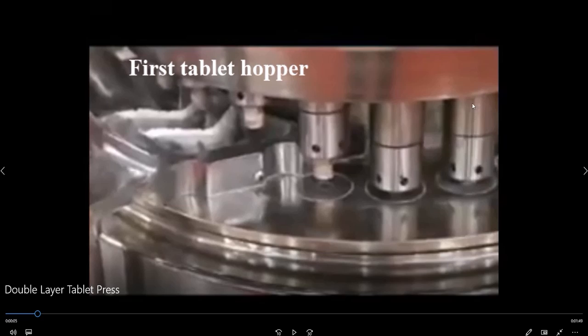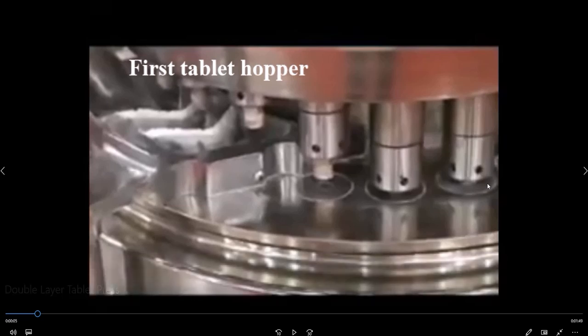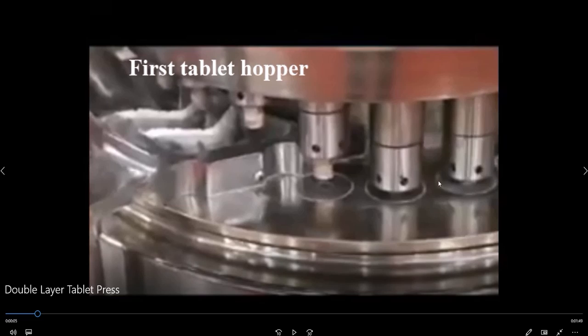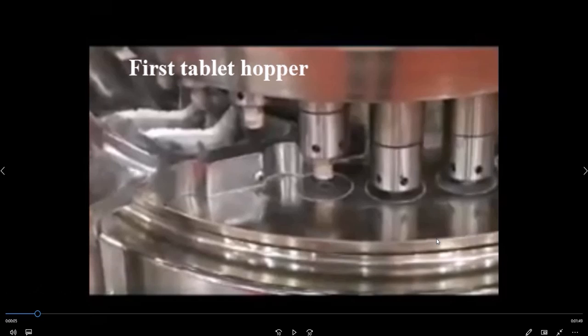Then the upper punch will go up. All upper punches will go up. Then the die cavities will rotate to the next hopper. The next hopper will fill again, and after the filling it will be compressed again. Therefore, how many compressions will we have here? We will have 2 compressions. These 2 compressions will result in 2-layer tablets.